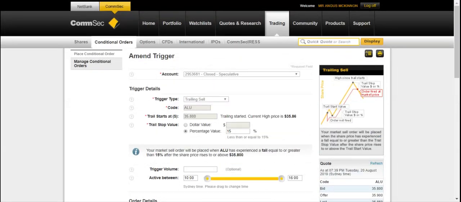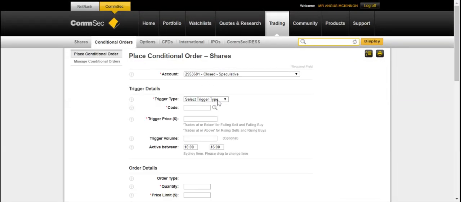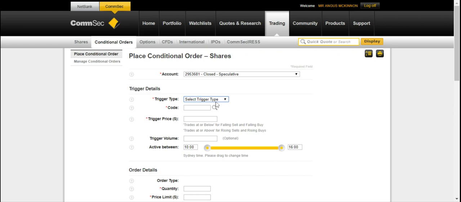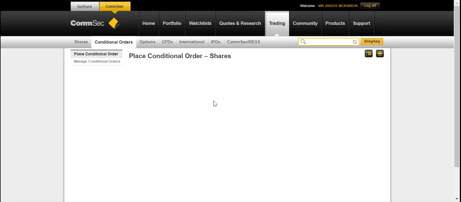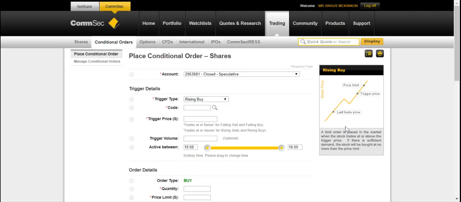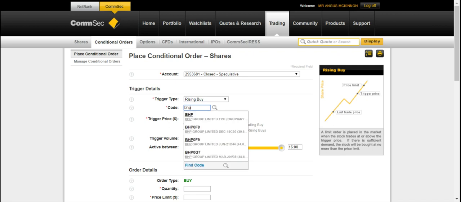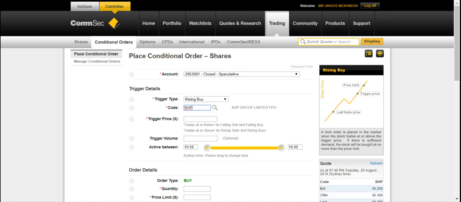So when you go back up to place conditional orders, there's a whole bunch of them. The other one, I can't remember which one it is, but I think it's either a trailing buy or a rising buy, whichever one it is. Whenever you click on them, you'll get a little map here that tells you which way you want it to go. As an example, if I'm sitting here at 10 o'clock at night and I think BHP looks good, I think I might want to buy BHP when the market opens tomorrow. Because I'm away at work, away from my desk, I can't actually be here to place the order.